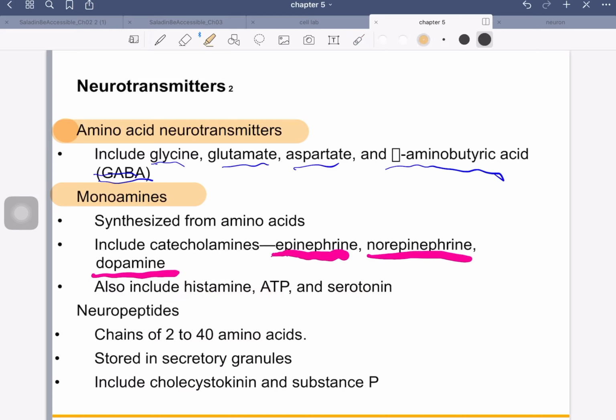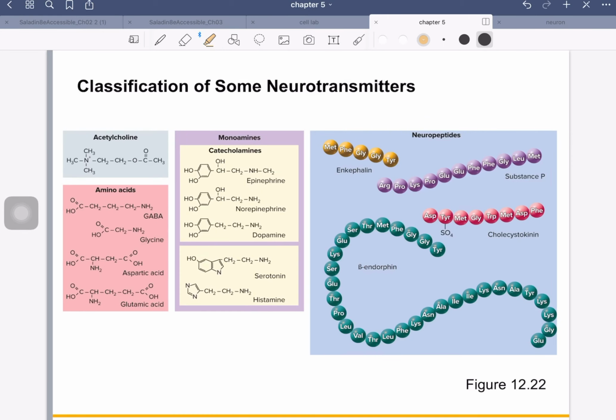Another group we have are the neuropeptides, and the name tells you a lot. It's basically peptides from 2 to 40 amino acids long. And they're stored in secretory granules, and some examples of those would be things like cholecystokinin, which we'll talk about in future chapters, and substance P.